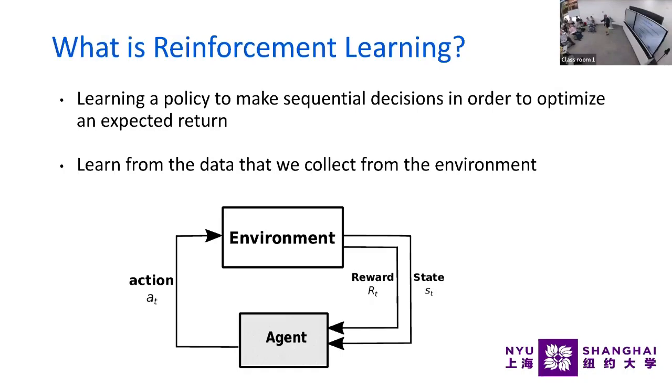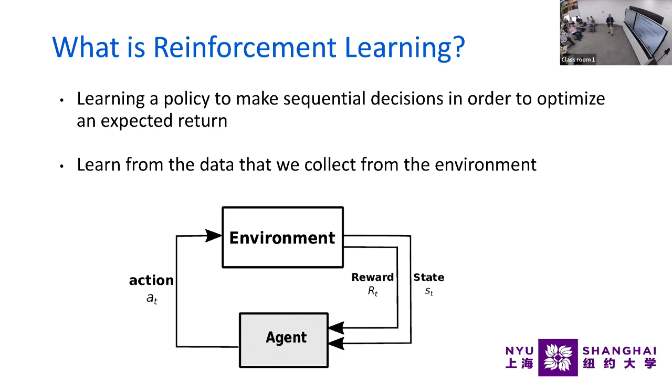We have a sequential decision-making process. So we want to find a policy, a good way of choosing actions or making those decisions. And we're going to learn this policy by interacting with an environment. We're going to interact with that robot, or we're going to interact with that Go game to learn a good policy. And by interacting with the environment, we collect data.